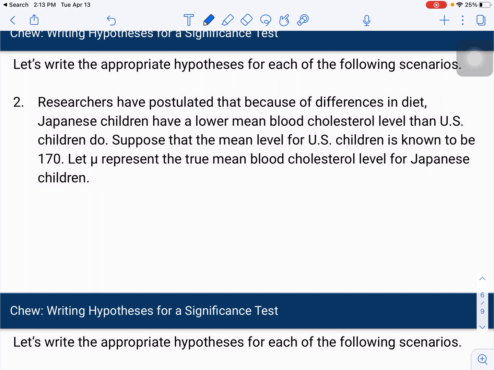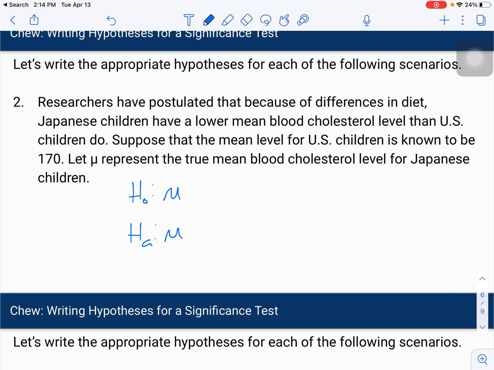Again, what we're going to do is write our hypotheses in pairs. So we have a null and an alternative. And this one, we're actually doing it for a mean. So we're going to be gathering evidence for a mean. So I'm going to use the Greek letter mu, which represents a population mean. I am trying to show that Japanese children have a lower mean blood cholesterol level than U.S. children do. And it tells us that the mean level for U.S. children is known to be 170.